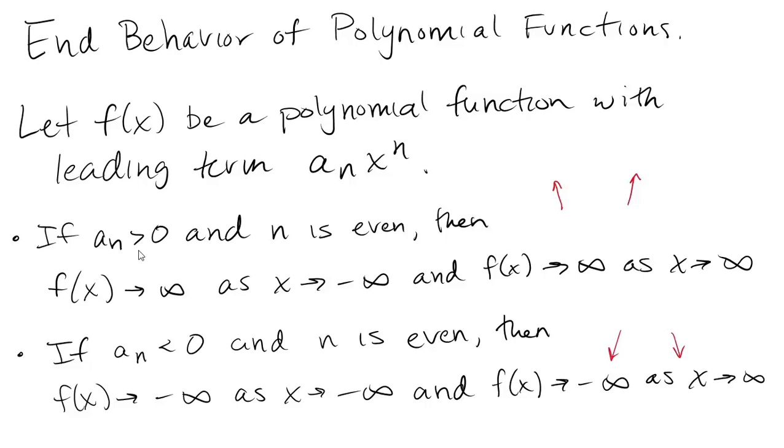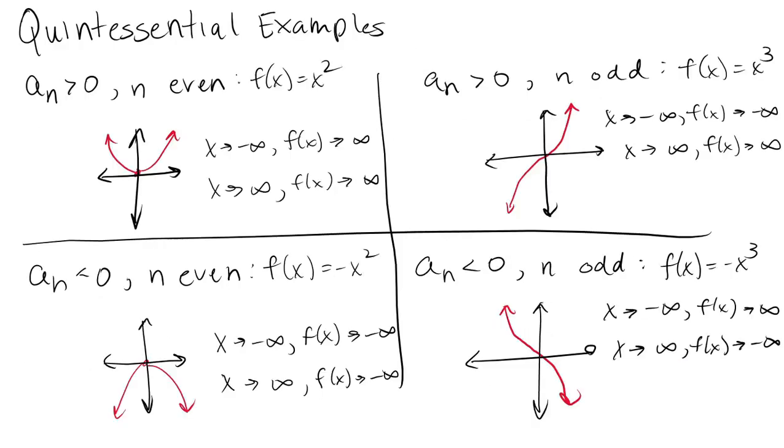I just need to be able to think of one example of a function with a positive leading coefficient and an even degree. And the example I think of is x squared. f of x equals x squared has a positive leading coefficient, the coefficient is 1, and the degree is even, the degree is 2. We know what the graph of that looks like. It's a parabola that opens upward.